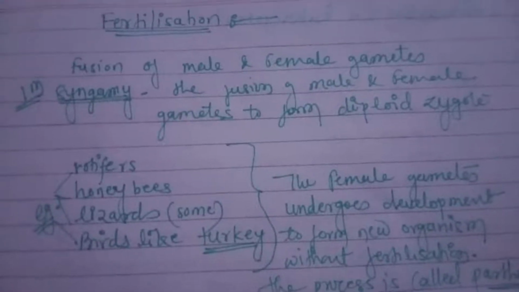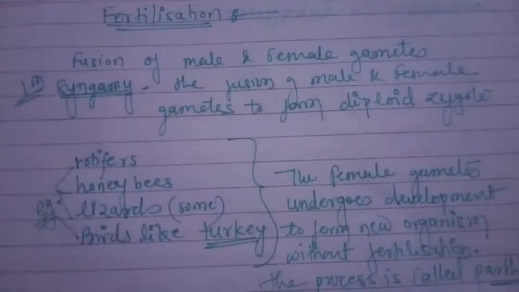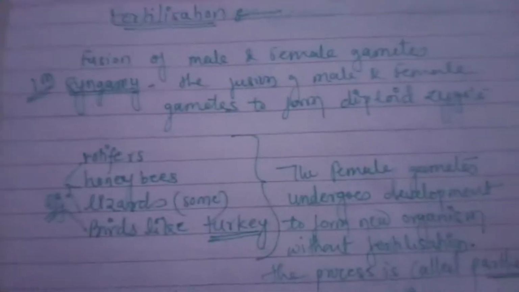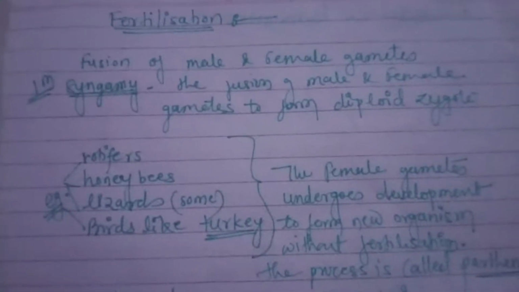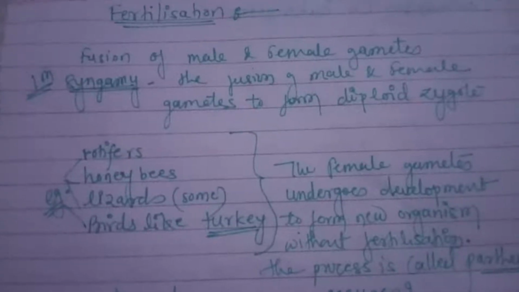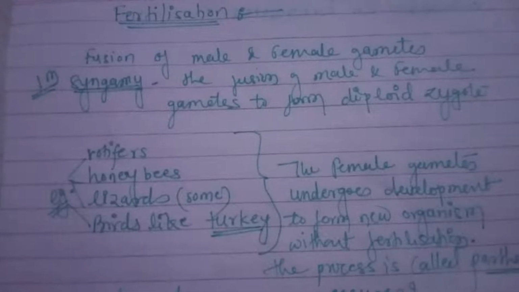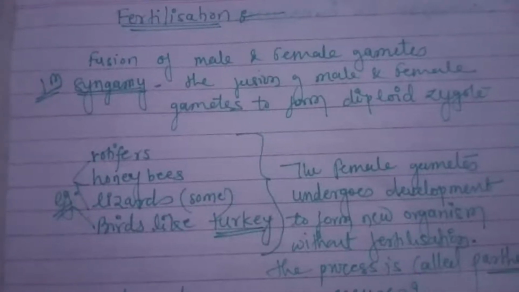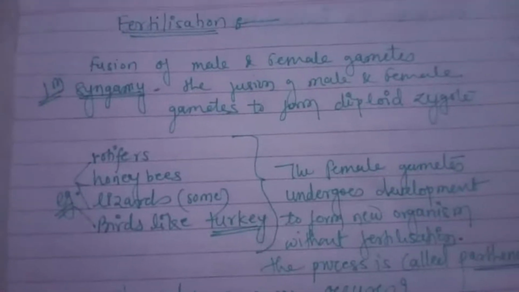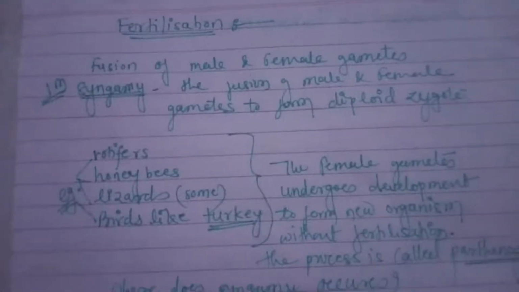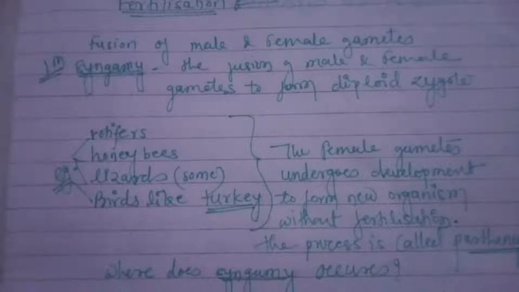We discussed sexual reproduction in the previous class. In sexual reproduction, we discussed the events. There are three important events in sexual reproduction: one is the pre-fertilization event, then fertilization, and the last one is the post-fertilization event.